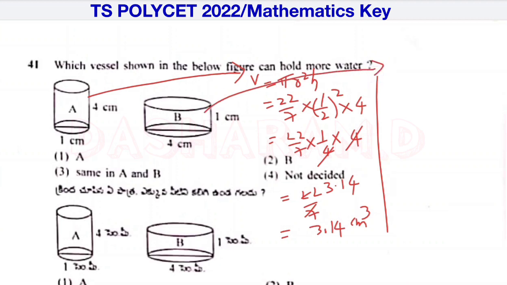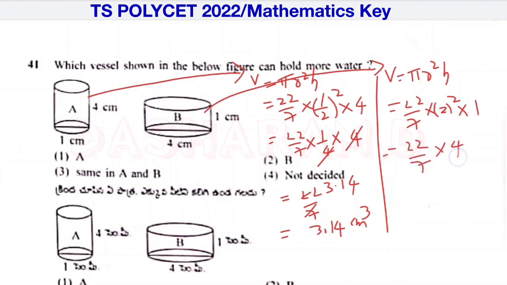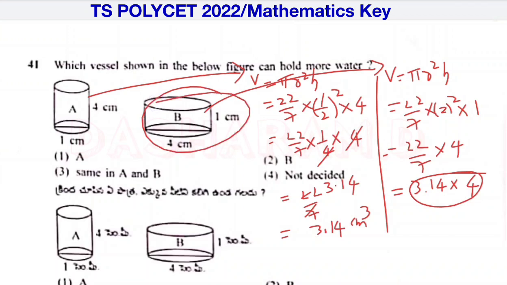Next, the volume of the second cylinder: V equals pi r square h, 22/7, and this is the diameter, so the radius will become 2, so 2 square, height is 1. So 22/7 into 2 square 4, so 3.14 into 4. Obviously this is greater, so the second diagram, that means option 2 is correct.